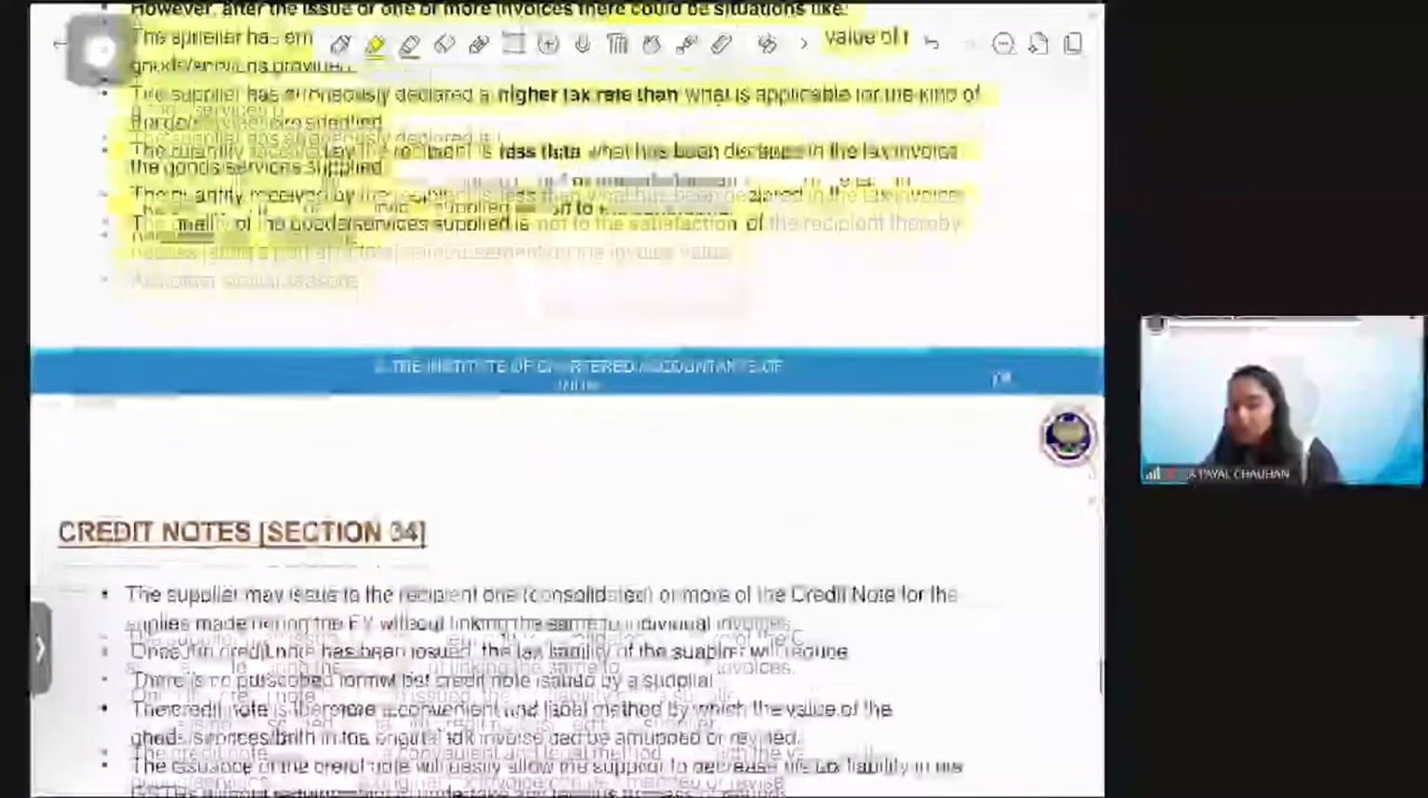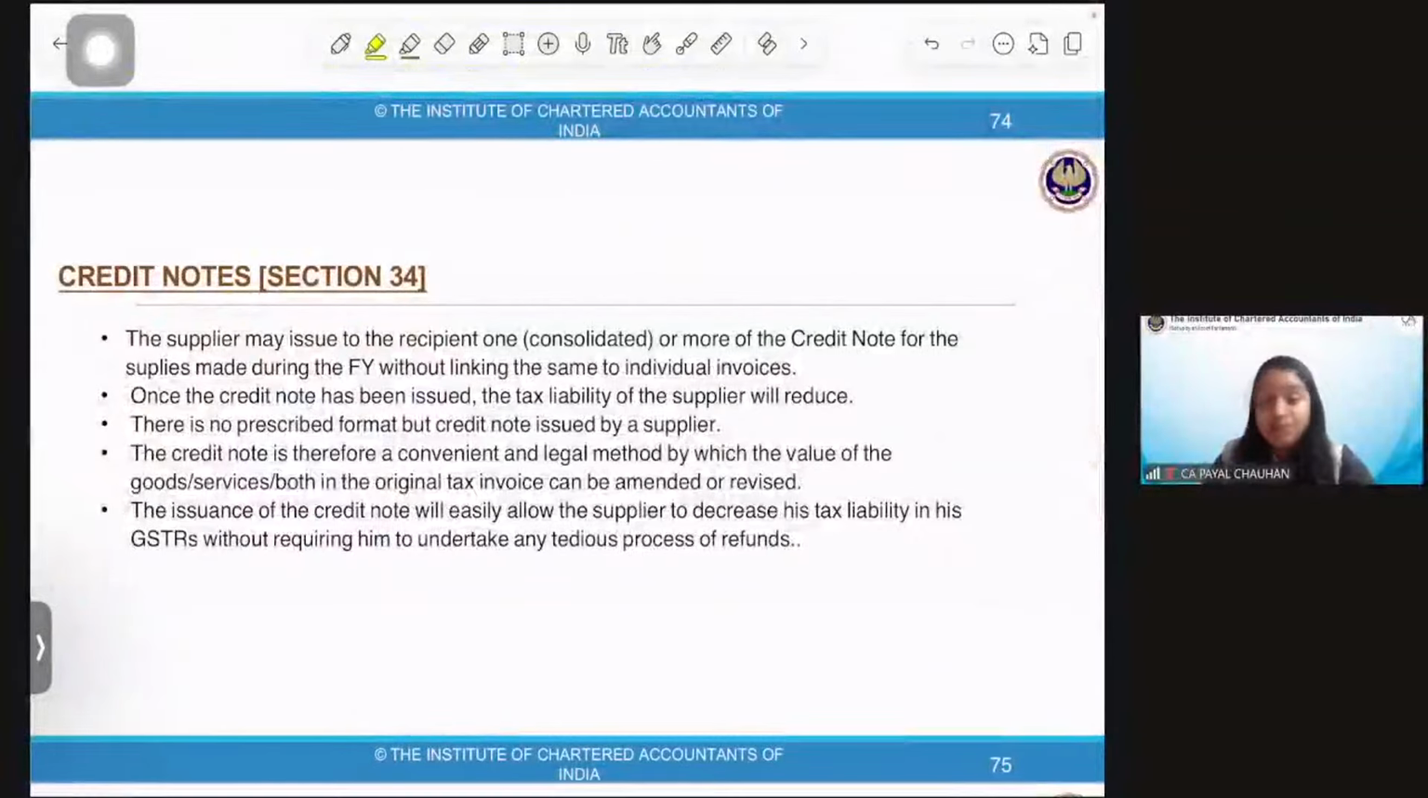Perfect, Navneet. Now, credit note. The supplier may issue to a recipient one consolidated or more credit notes for the supplies made during a financial year without linking the same to individual invoices. Very important MCQs and application-based questions come on it. It says that I have multiple such transactions where a credit note is to be issued. I can issue multiple credit notes giving reference to the invoice, or I can have a consolidated credit note.